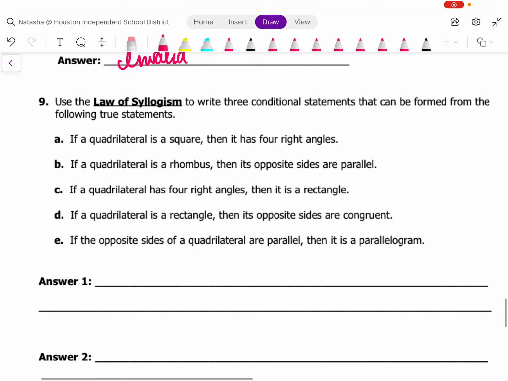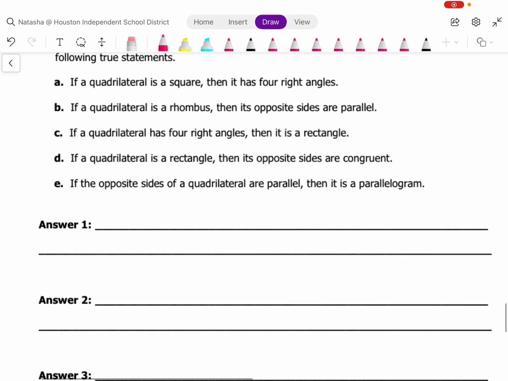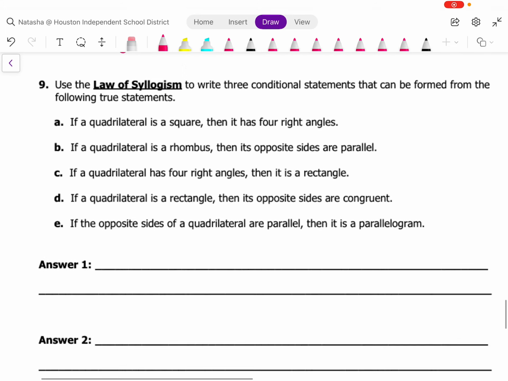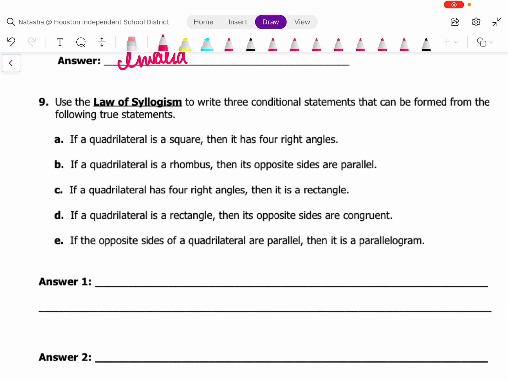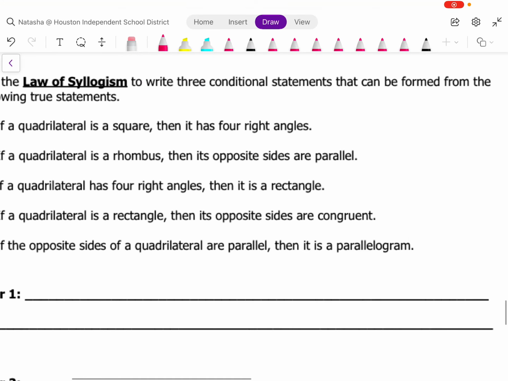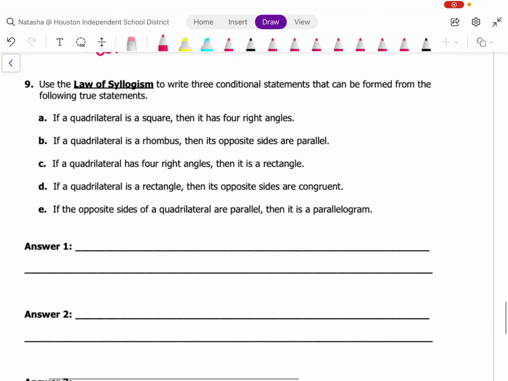All right, number 9. So answer 1, 2, and 3. So we want to use the law of syllogism to write 3 conditional statements that can be formed from the following true statements. Okay, so let's work this through. Law of syllogism is P, then Q, then Q, then R, therefore P, then Q.